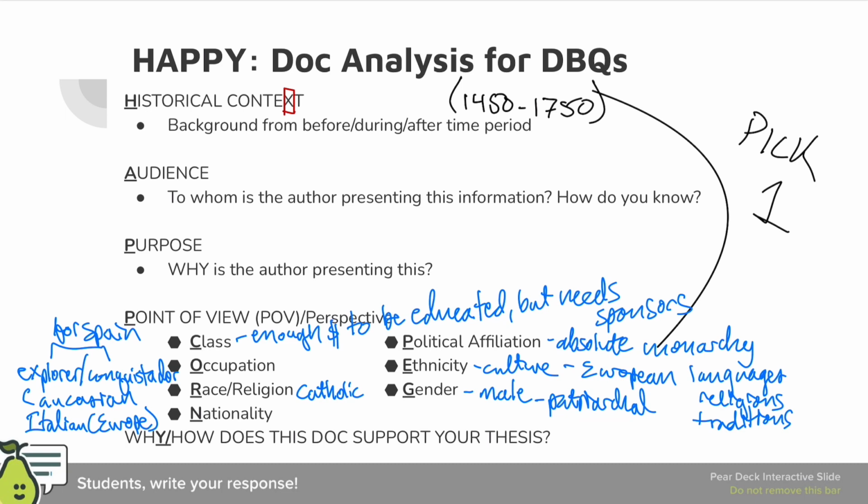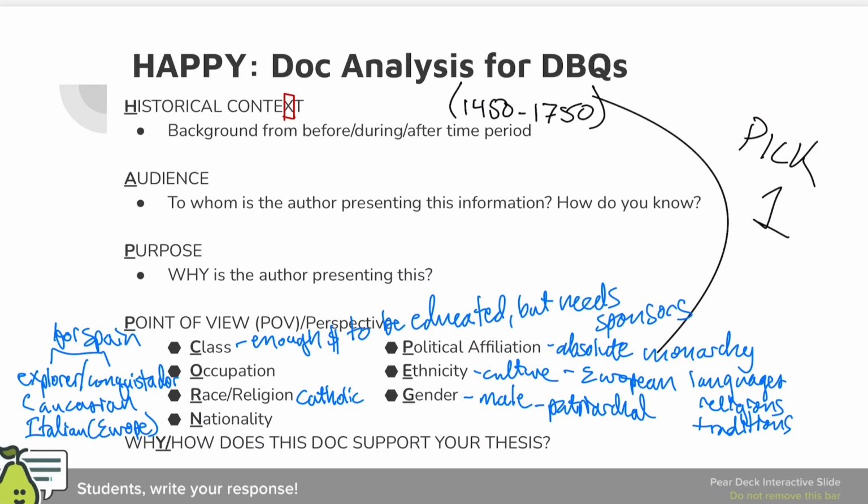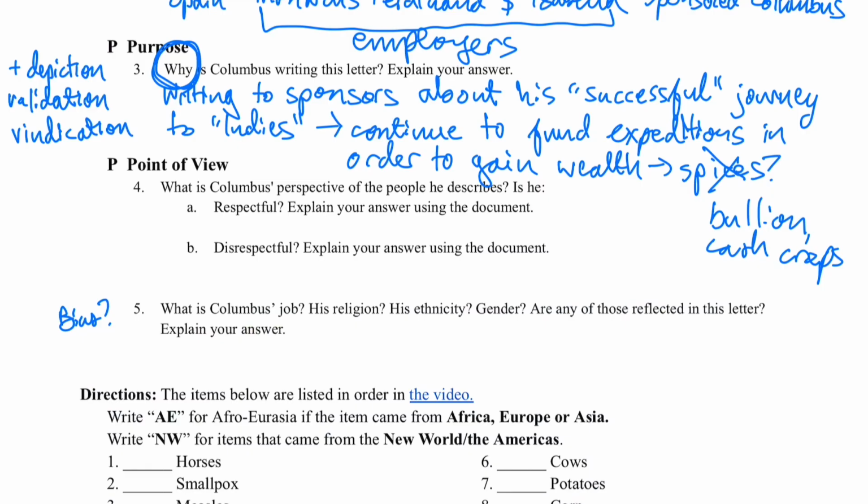But if we look at class, does that play into his response to the Native Americans? Probably not, because he's trying to find wealth for his sponsors, even though he does get some of that himself. But what about his occupation as a conqueror and explorer? That could play into his response. What about his identity as a Catholic from Europe? Does that play into his response to the natives? Well, you could probably argue that it does.